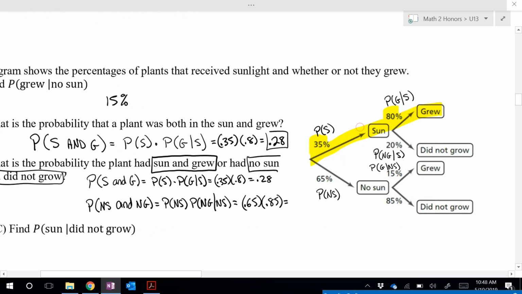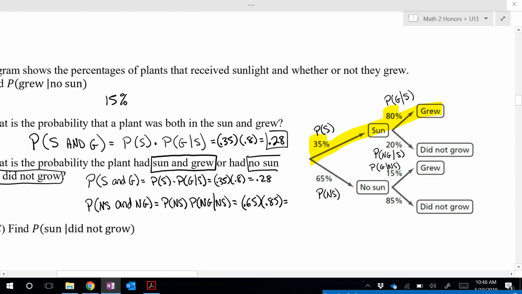You guys see what I'm doing here? So I'm finding individually what's the probability of sun and grow, which we already did. I just copied it down again. And then I'm finding a new one for us, the probability no sun and no grow, which is 0.65 times 0.85. Anybody get that? What'd you get, Leah? Yeah. That's good. No, let's leave it at that. Leave it there. So then we need or.